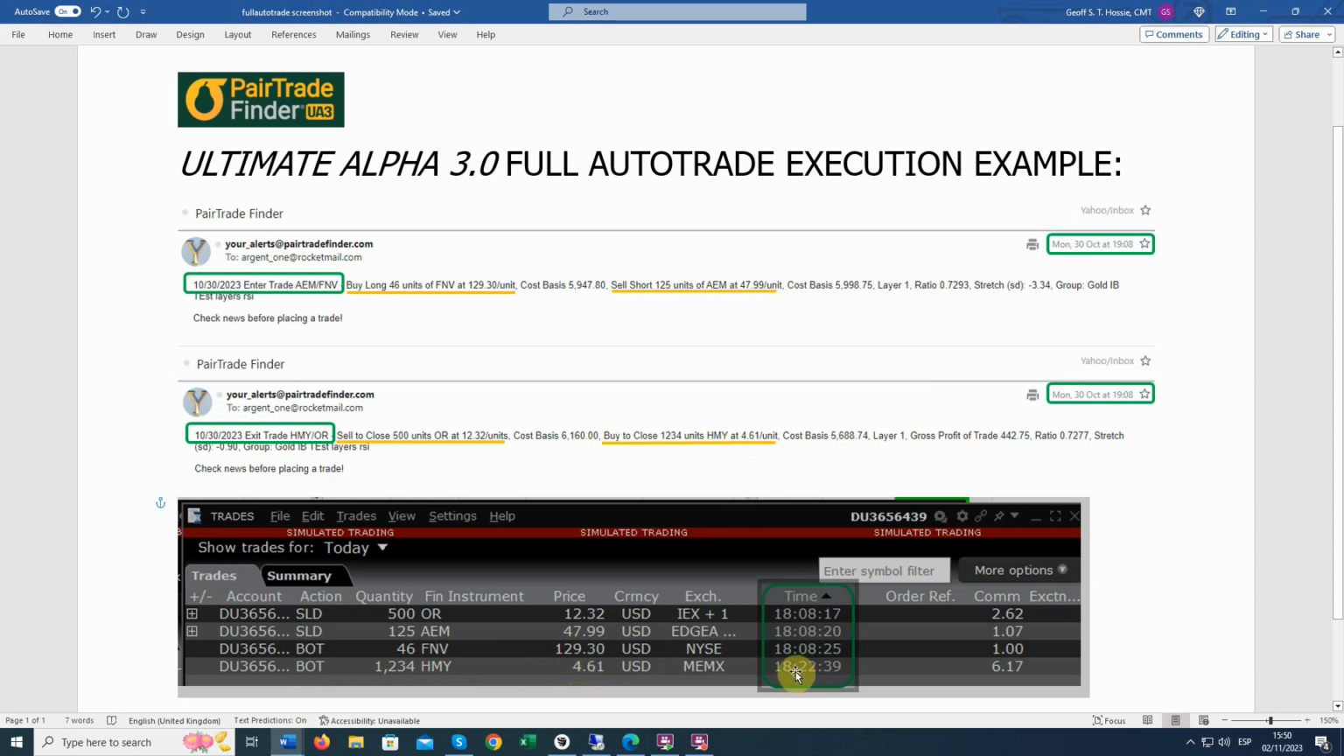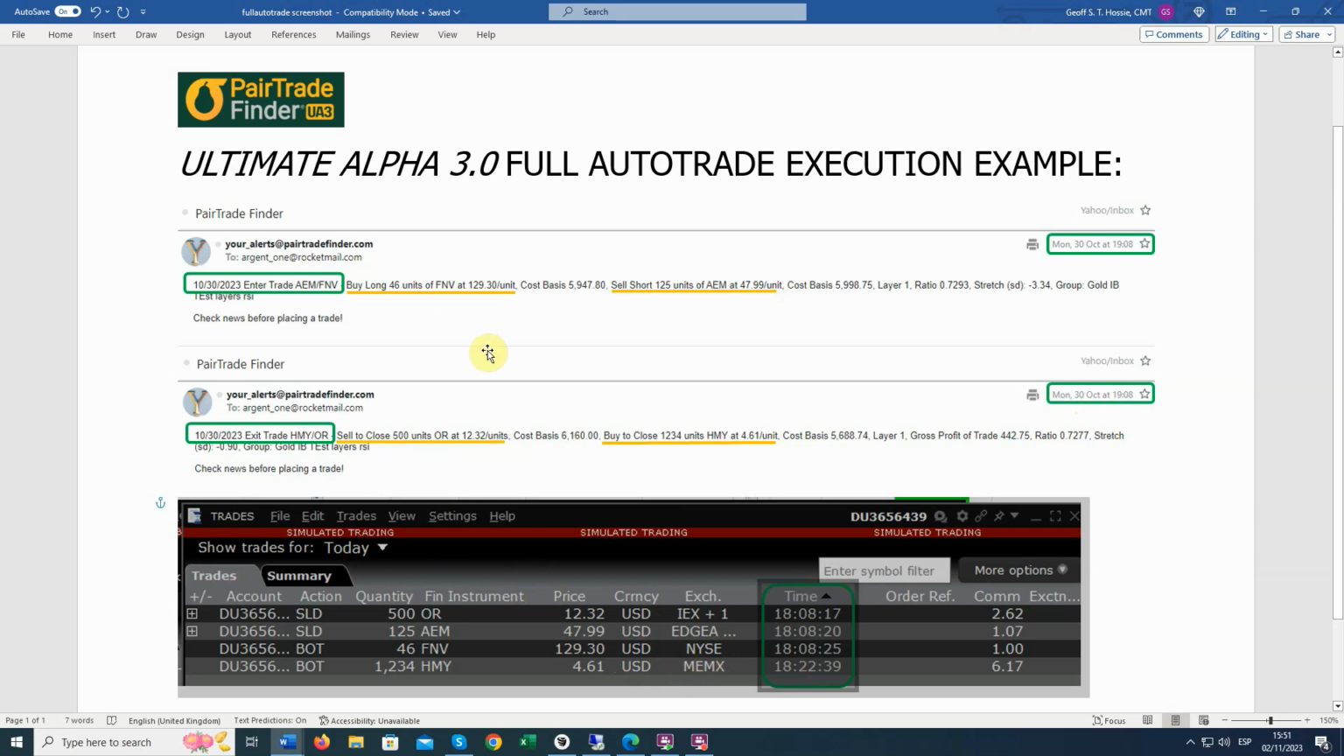However, it executed at 7:22 or 18:22 on the VM. That's 14 minutes after this was generated, and that's because it's a limit order. And so Interactive Brokers and PairTrade Finder has that working in the market, trying to get you the price that PairTrade Finder wants you to get, and it did. And it took 14 extra minutes, but it finally got that price.